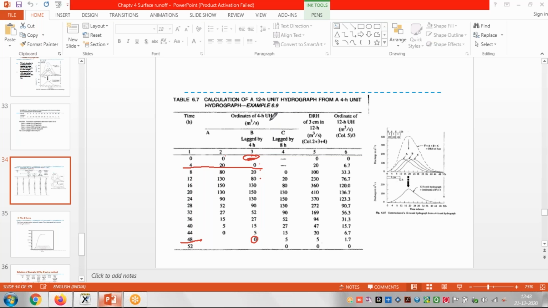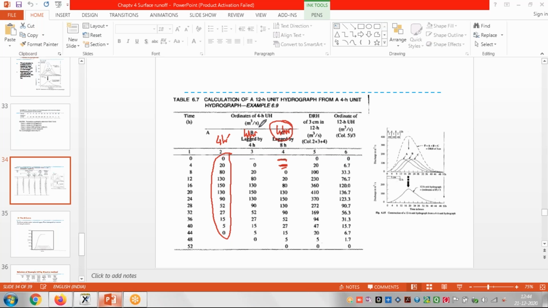Then again, this rainfall ordinate we will write lagged by 8 hours. So this is 8 hours, and this same ordinate we will write from here, but it will start after the 8 hour. You will see this ordinate started after this. We leave it as a dash, and then we write the same ordinate: 0, 20, 80, 130. So this has become the 4-hour ordinate, this is also our 4-hour ordinate, and this is also our 4-hour ordinate, right?